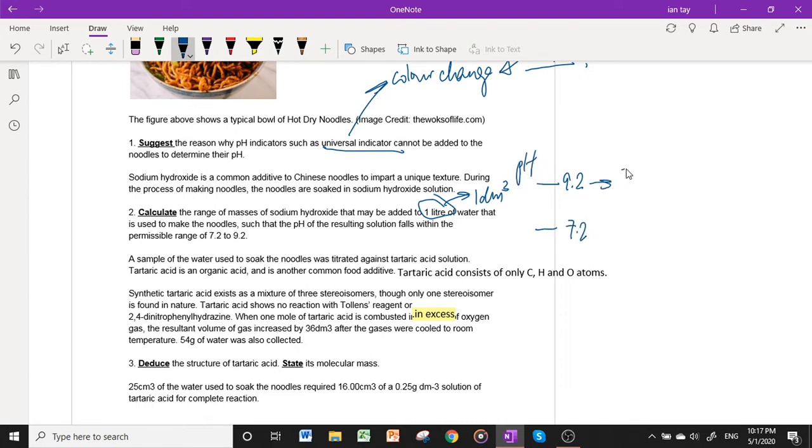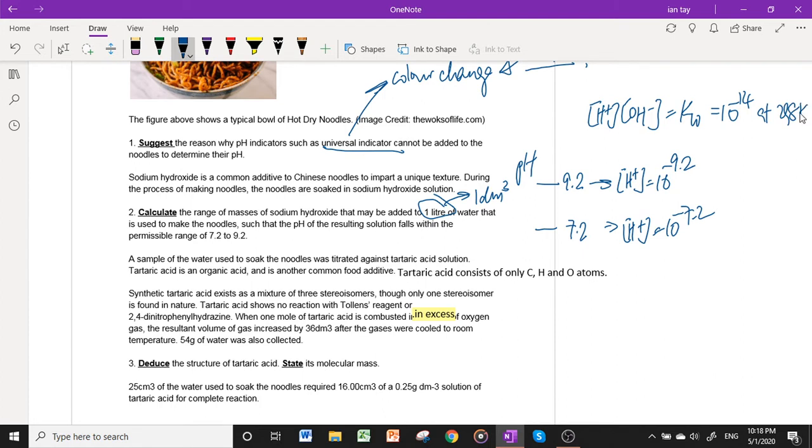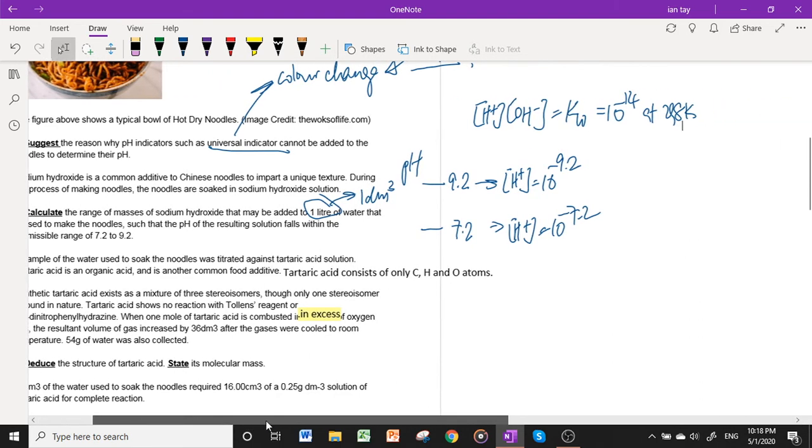So this translates to a concentration of H plus of 10 to the power negative 9.2, and a concentration of H plus of 10 to the power negative 7.2. And remember that as long as it is in an aqueous equilibrium, the concentration of H plus times the concentration of OH minus will be equal to Kw, which is equal to 10 to the power minus 14 at 298 Kelvin. Throughout this question, we'll just be assuming 298 Kelvin. Why? Because the scientist is most likely doing it at such conditions.